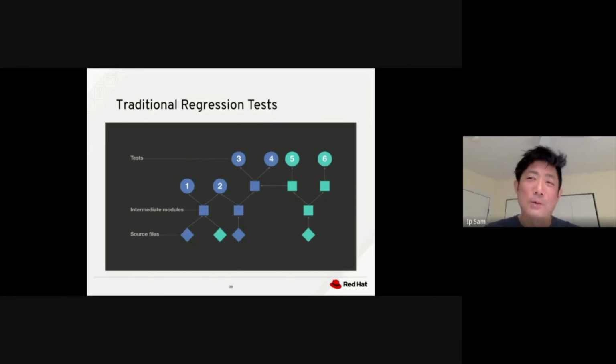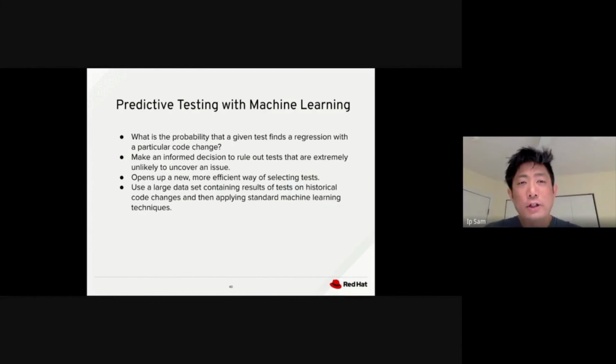So let's see how we could use machine learning to improve this process. The machine learning will predict the probability that a given test finds a regression with a particular code change. It will make informed decisions to rule out tests that are extremely unlikely to cover an issue. It would open up a new and more efficient way of selecting tests based on priority.